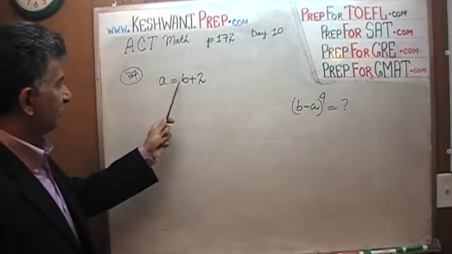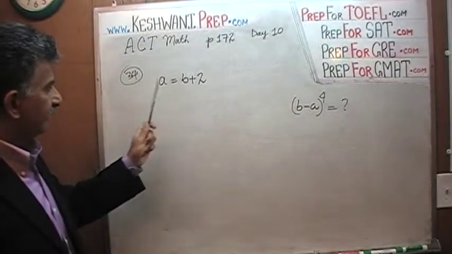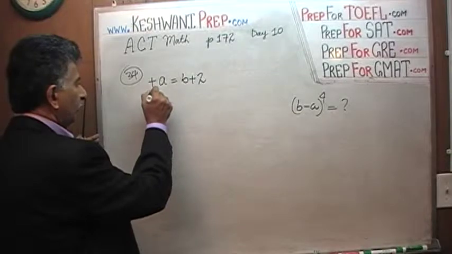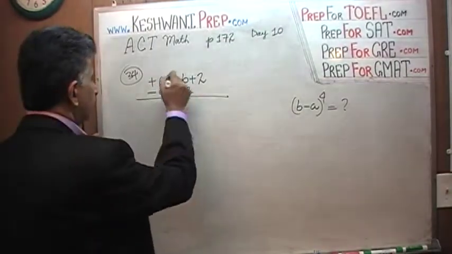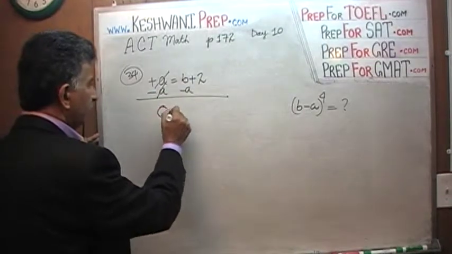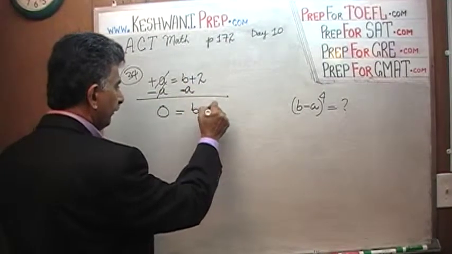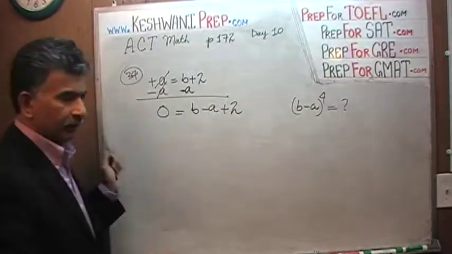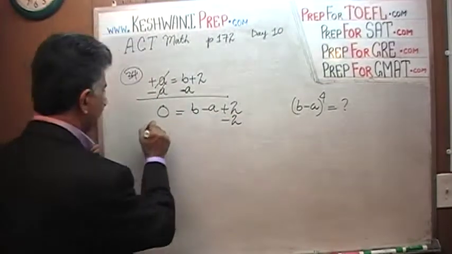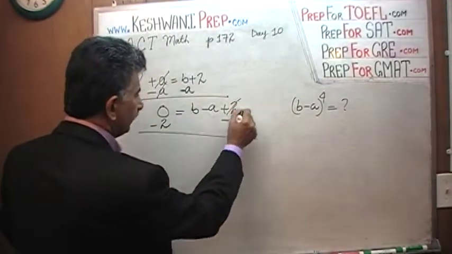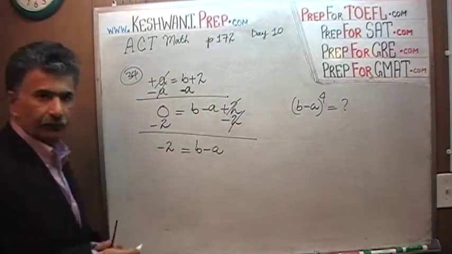B minus A means we have to bring the A to this side and the 2 to this side. We bring A to that side by subtracting A from both sides. That cancels out the A, and here we end up with 0 equals B minus A plus 2. Now subtract 2 from both sides, and this 2 cancels out. We end up with B minus A equals negative 2.